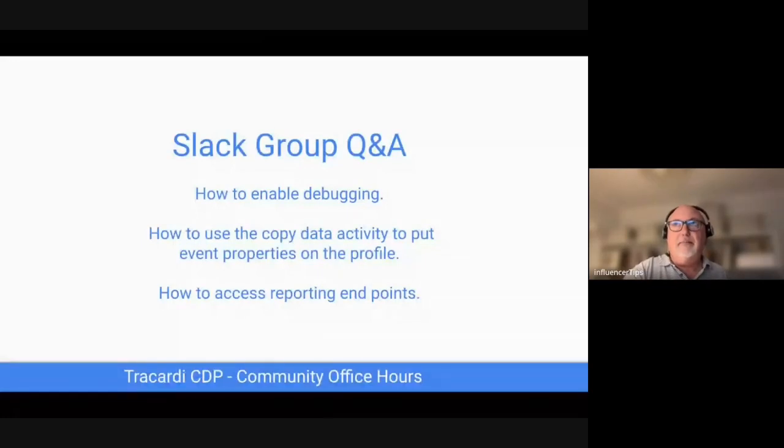Our agenda for today was consent management, then Slack group Q&A. On the Slack group over the week, there have been 3 big topics of discussion. The first one was how to debug, and I know there's been a document put up by Risto, based on the observations and the sort of questions that were being asked. So that's now in the documentation. Then how to use the copy activity to put event properties on the profile, and also a new discussion that we're starting to see on the community forums, how to access reporting endpoints. So those are the 3 discussions that we've been having.